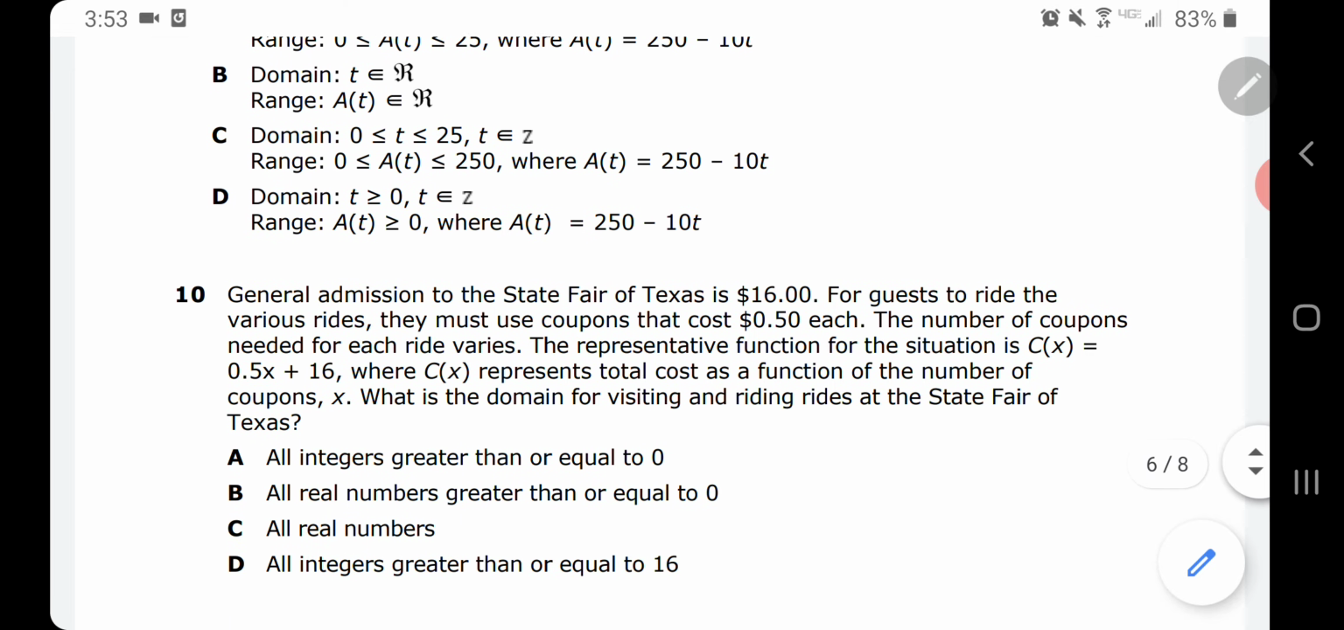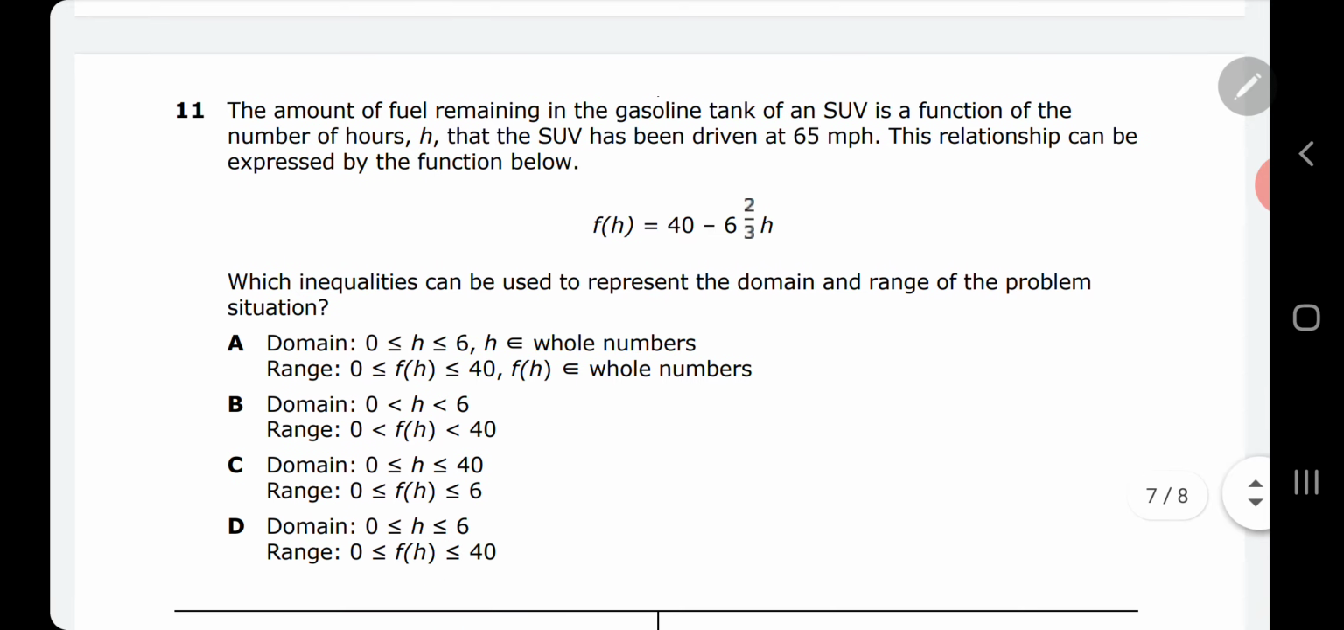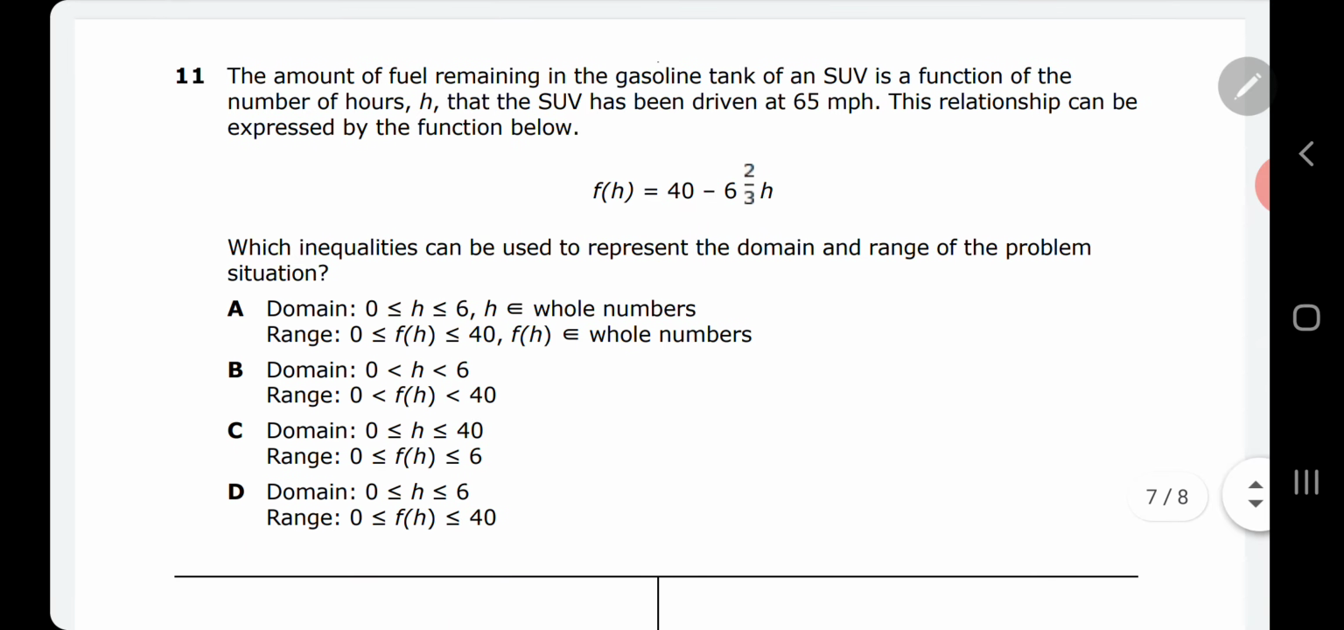Alright, guys. Moving along. Number 11. The amount of fuel remaining in the gasoline tank of an SUV is a function of the number of hours h that the SUV has been driven at 65 miles per hour. This relationship can be expressed by the function below. F of h equals 40 minus 6 and 2/3 h. Which inequalities can be used to represent the domain and range of the problem situation?